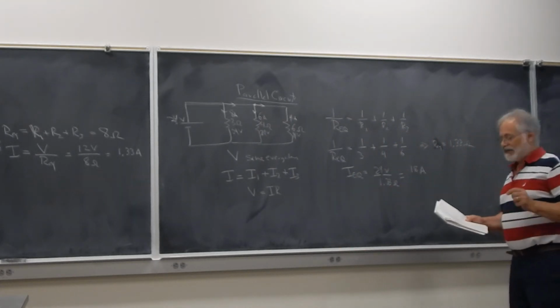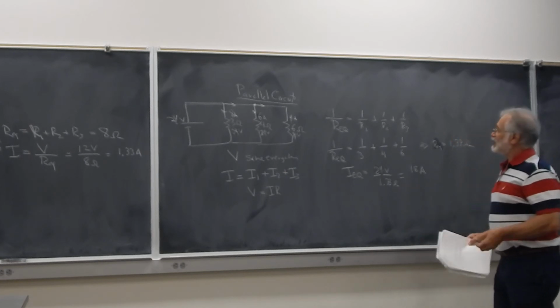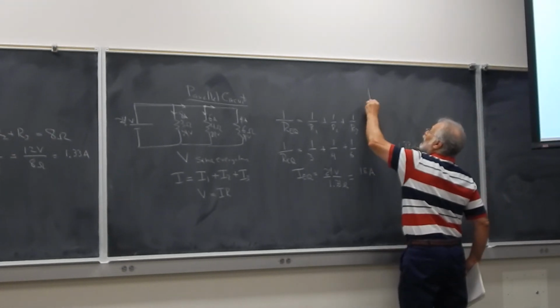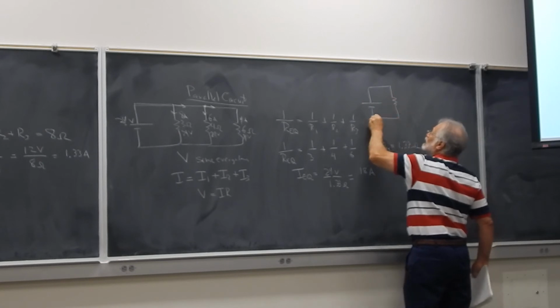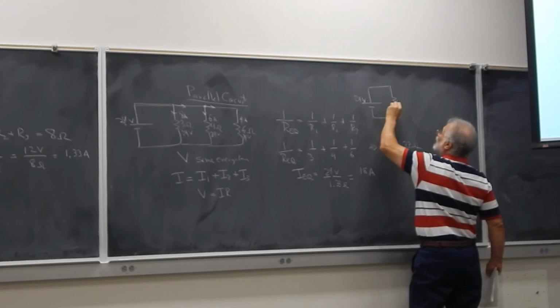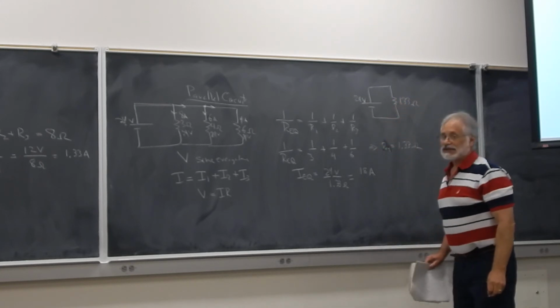So that's a very nice, very simple way of finding an equivalent circuit. Once again, we encourage you to draw the equivalent circuits, particularly for more complicated problems. So this would be a 24-volt battery and a 1.33 ohm resistor.